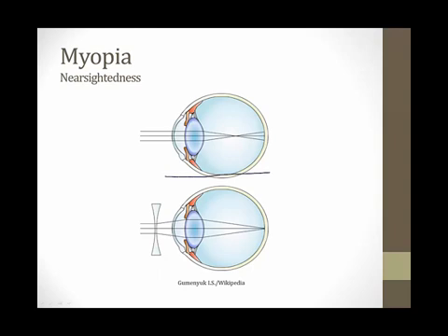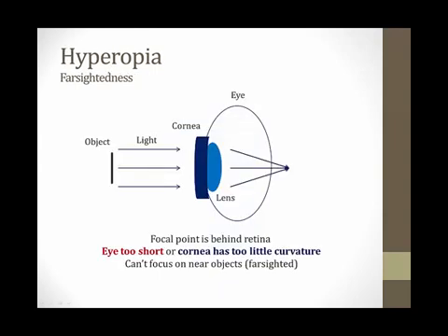In the myopic eye on the top, the focal point is in front of the retina. The negative lens spreads the beam of light out a little bit more before it reaches the cornea. This corrects the focal point so that it falls on the retina. Hyperopia is the opposite problem. This is farsightedness. In this case, the focal point is behind the retina, as I've shown on the screen here.